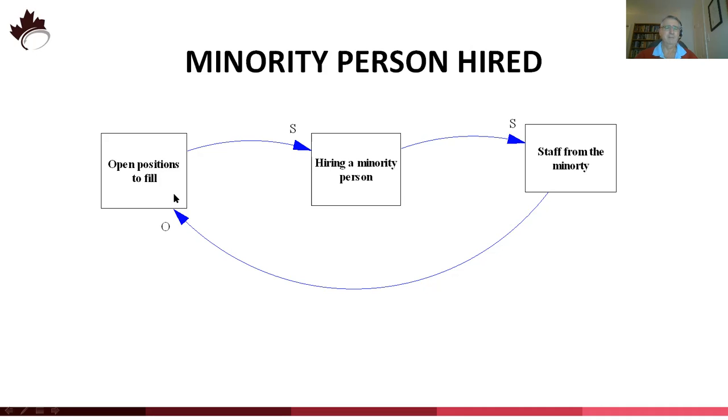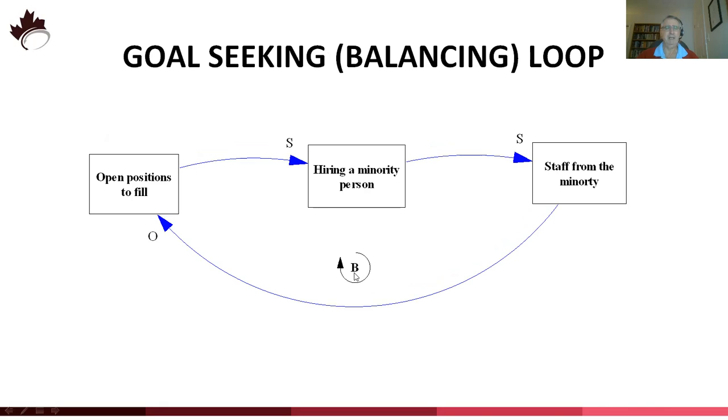So now we can look at the behavior that is generated by this type of structure. So more open positions leads to more hiring, leads to more staff, leads to less open positions. So this is heading towards a situation where all of the positions are filled and we stop hiring, and the staff stabilizes. So this is what we call in system dynamics a balancing loop, labeled with a B. We also call it a goal-seeking loop. So the idea is the goal is to fill all the positions in the organization, and the process carries through to reach that objective. And this is just one type of behavior that we look at in system dynamics. And so it's important to see that the structure of the system leads to the behavior that is resulting.